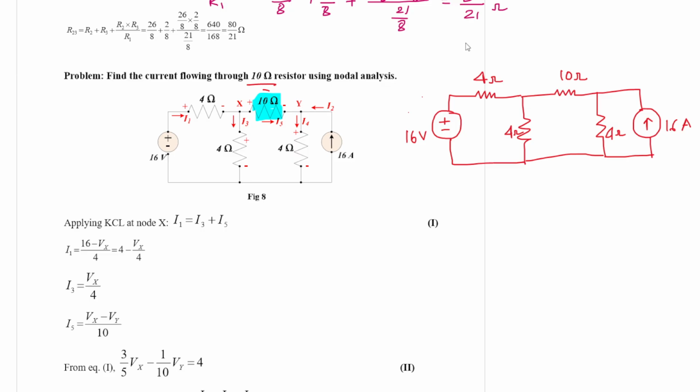Now we have assumed two nodes across this 10 ohm. This node is X and this node is Y. So what is the standard protocol? We have to first assume the current direction as per our wisdom. Let us say that the 16 volt source will inject one current. That current is I1.